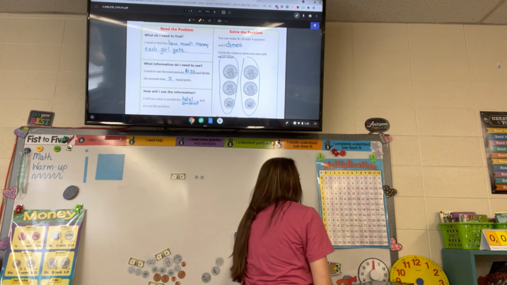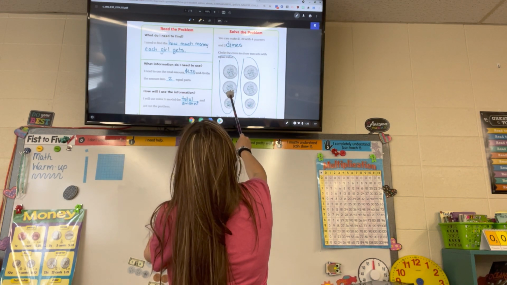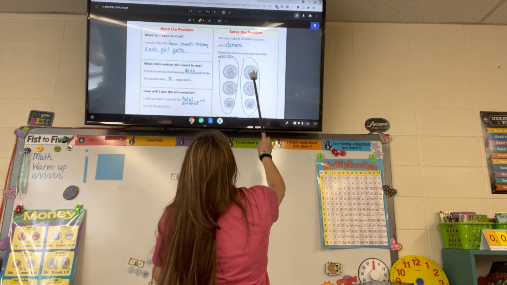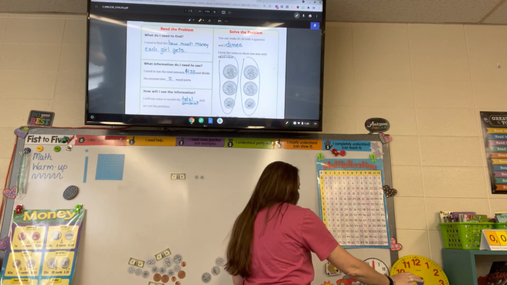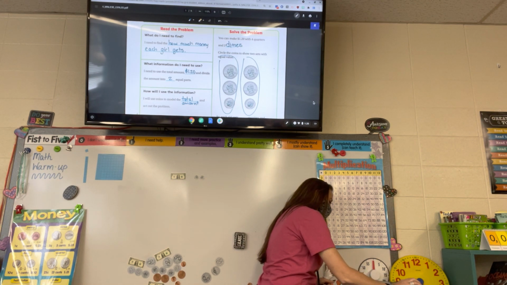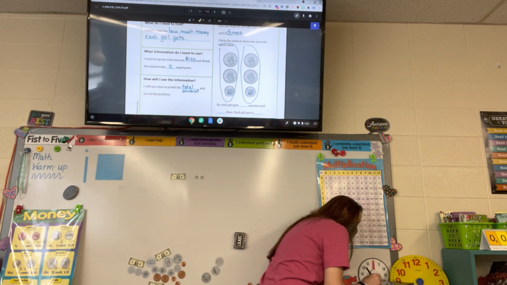Would that be equal value? Yes. 25 plus 25 is 50, plus 10 more is 60. Yes, that's how we circle it. So each girl gets how many quarters and how many dimes? 2 quarters and 1 dime. So each girl gets $0.60.